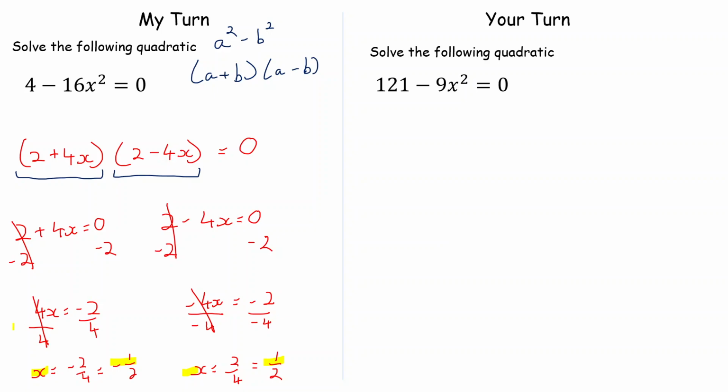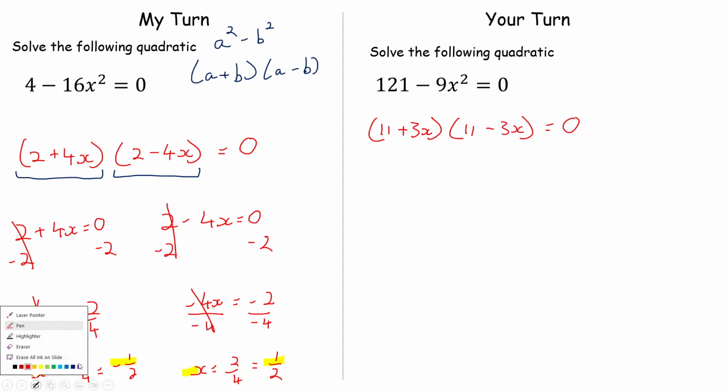Okay, last but not least, you can pause the video and give this one a go. But the same idea again, right? You can recognize that you've got 11 squared here and you've got 3x all squared here. So we can put this into a pair of double brackets, put it equal to 0. And we know that 11 times 11 is 121. So at the start, it's always plus and then minus. And then you've got 3 times 3x squared gives you 9x squared, so 3x and then 3x.